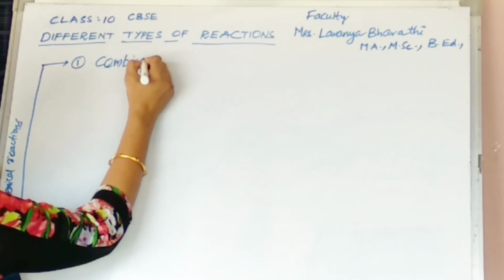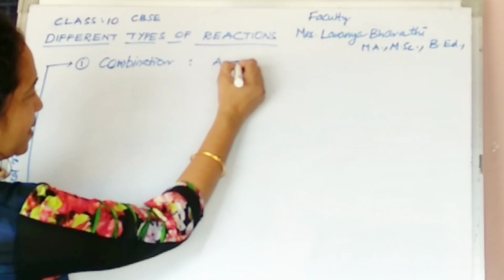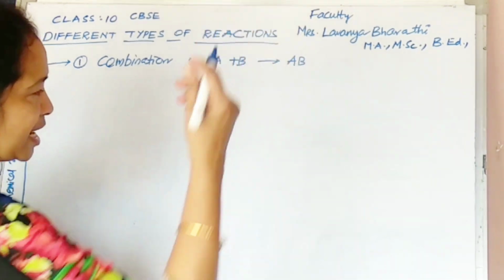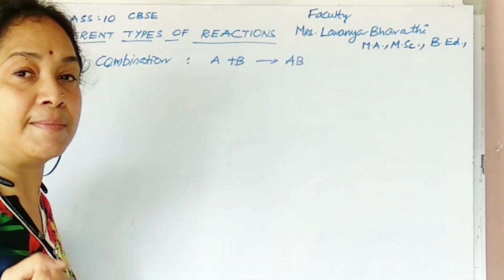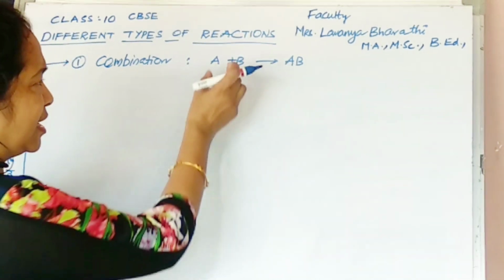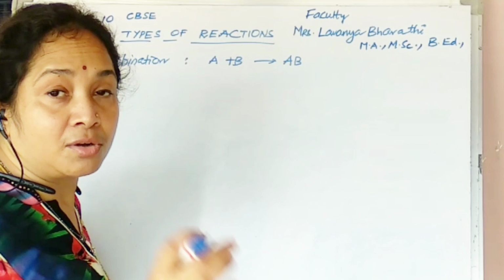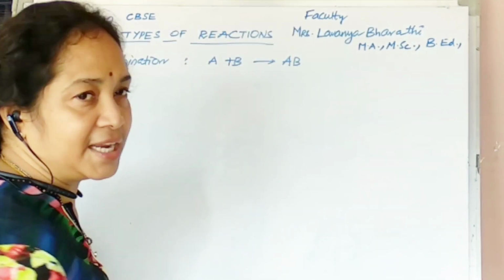The first type is chemical combination. This is very easy. Combination means the mode is A plus B gives rise to AB. A and B are simple substances. They may be atoms, they may be molecules or anything. These 2 simpler atoms or molecules combine together to form a macromolecule or a compound. So this is a combination reaction.